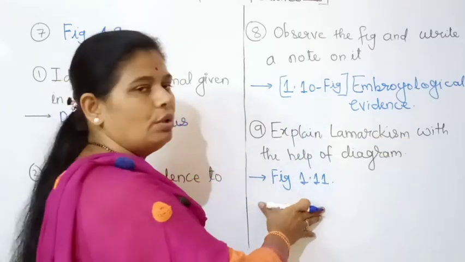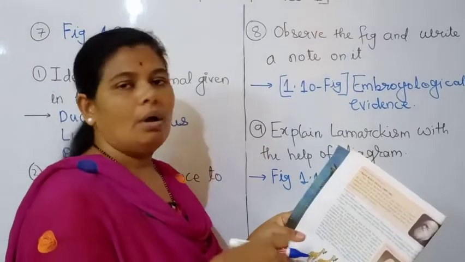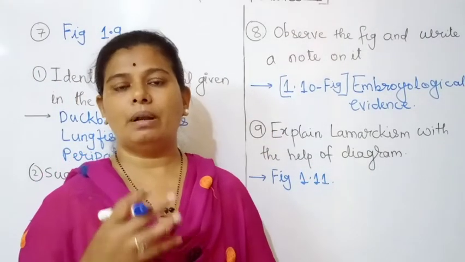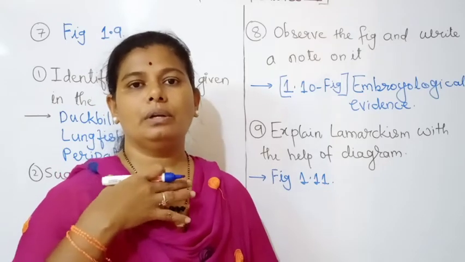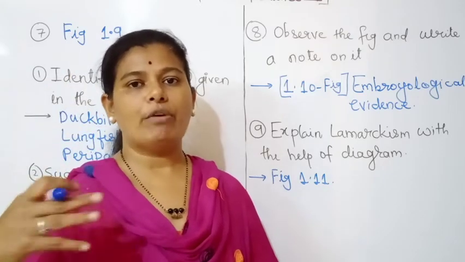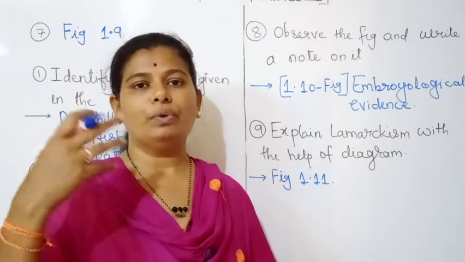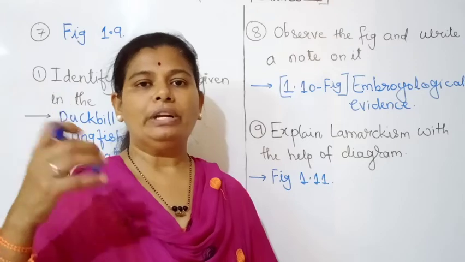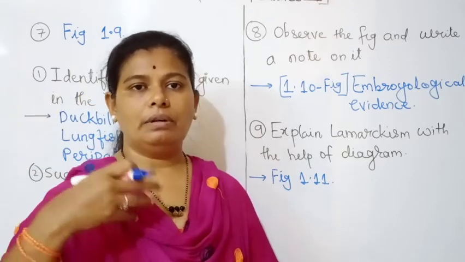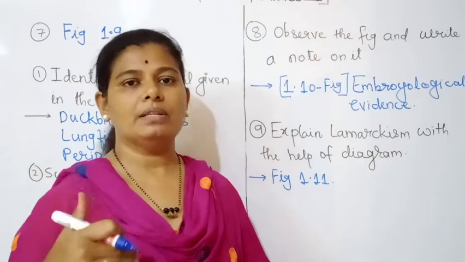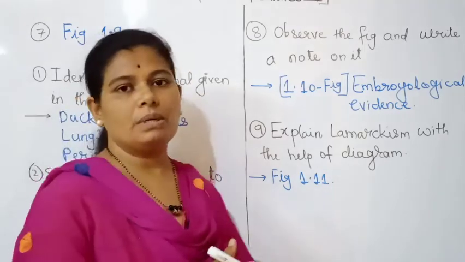Okay, so they will give you figure 1.11, the figure of the giraffe, and you have to explain how Lamarckism is seen. In the case of the giraffe, how the long neck developed: in the beginning it was short, but as it feeds on leaves, to eat those leaves the giraffe used to extend its neck, and due to this it acquired this character, the character of the long neck. So this Lamarckism is seen in the giraffe.